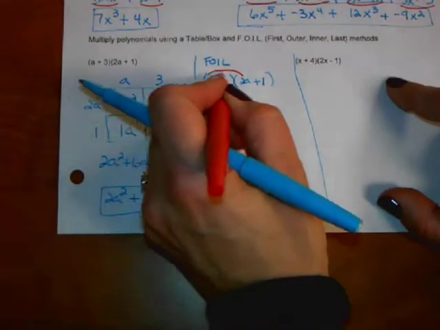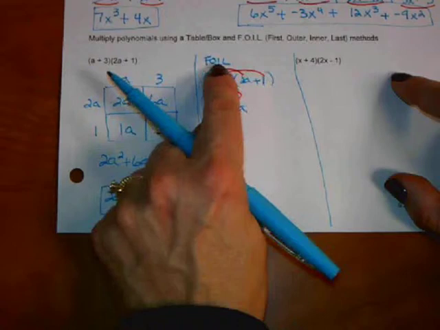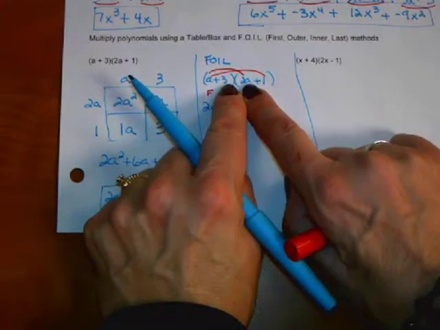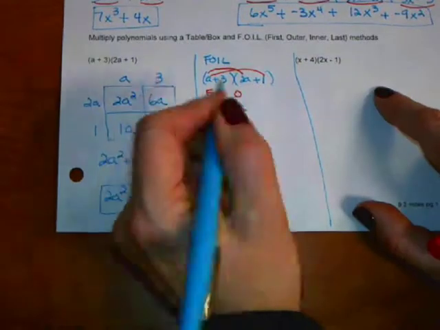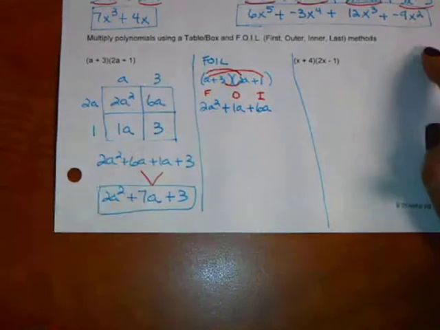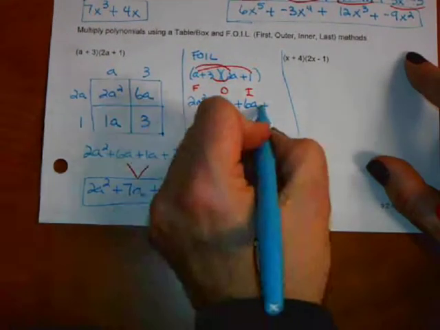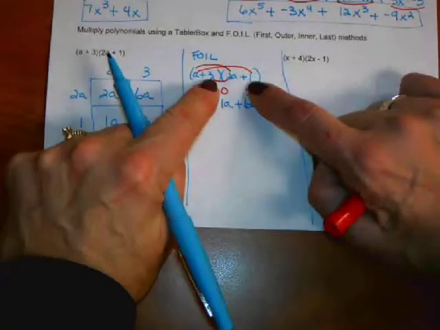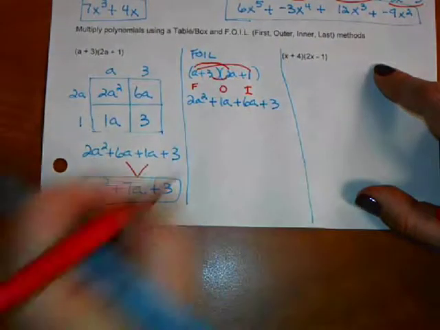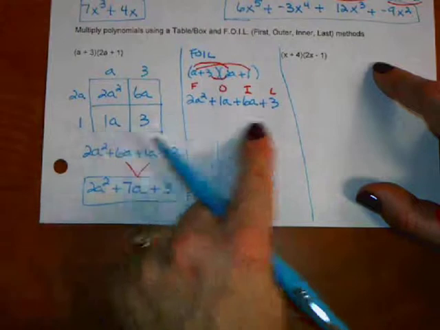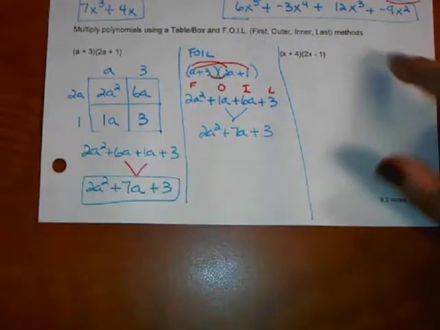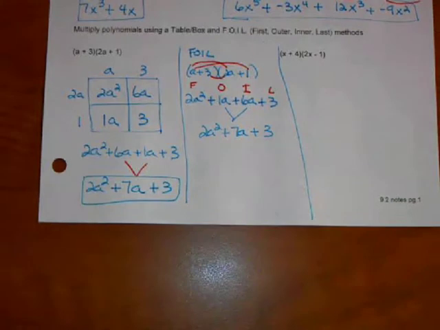Let me see if I can do this without, it's going to be kind of messy. All right, then the I stands for the inner two terms. These two right here. What's 3 times 2a? So I'm going to write plus 6a. That's my inner. And then I'm going to add to that the last two terms in the binomials. 3 times 1, which is what? 3. And then I combine like terms. And what am I going to end up with? The same thing, right? Box versus FOIL. It doesn't matter.